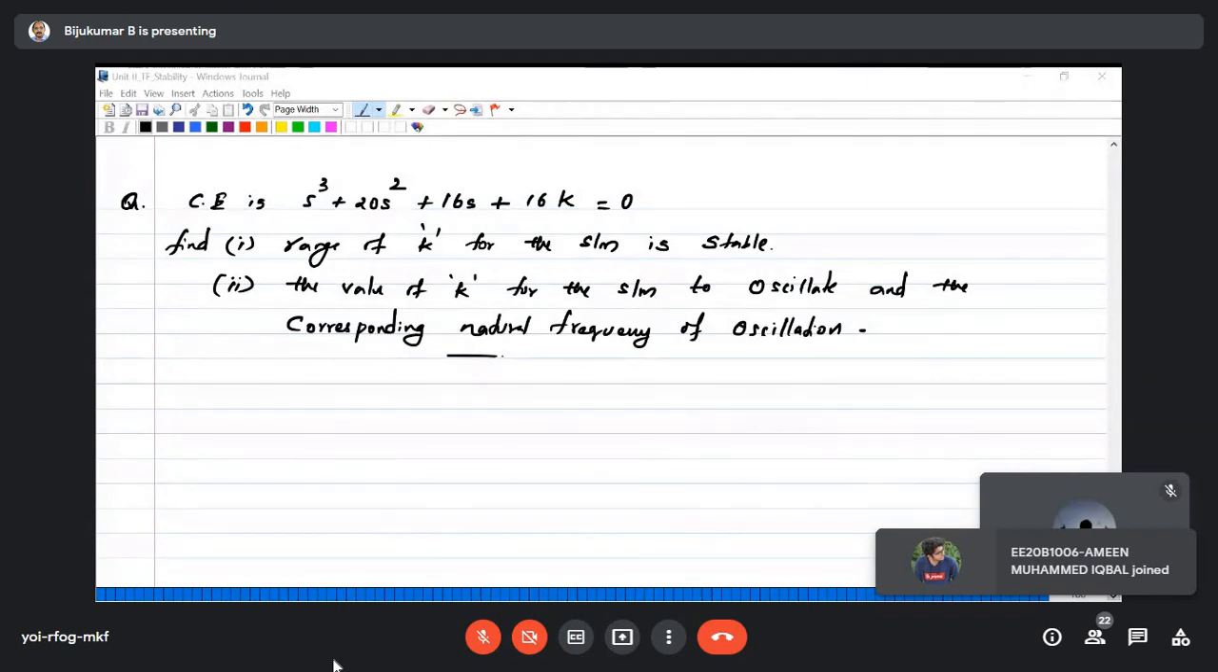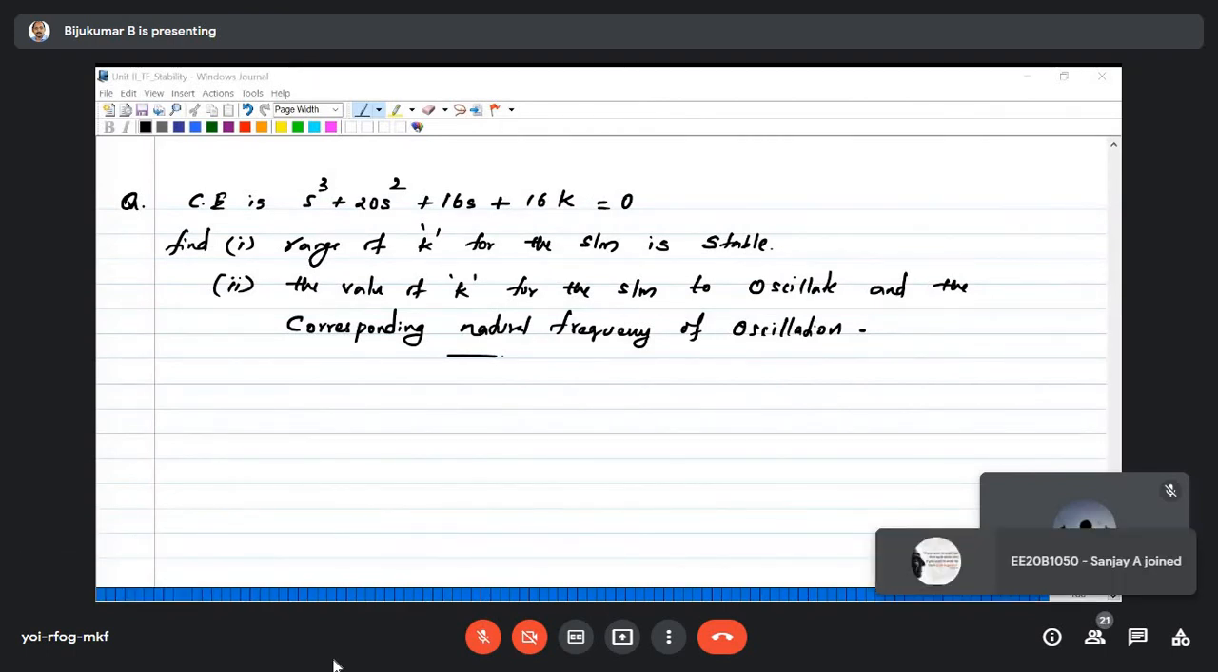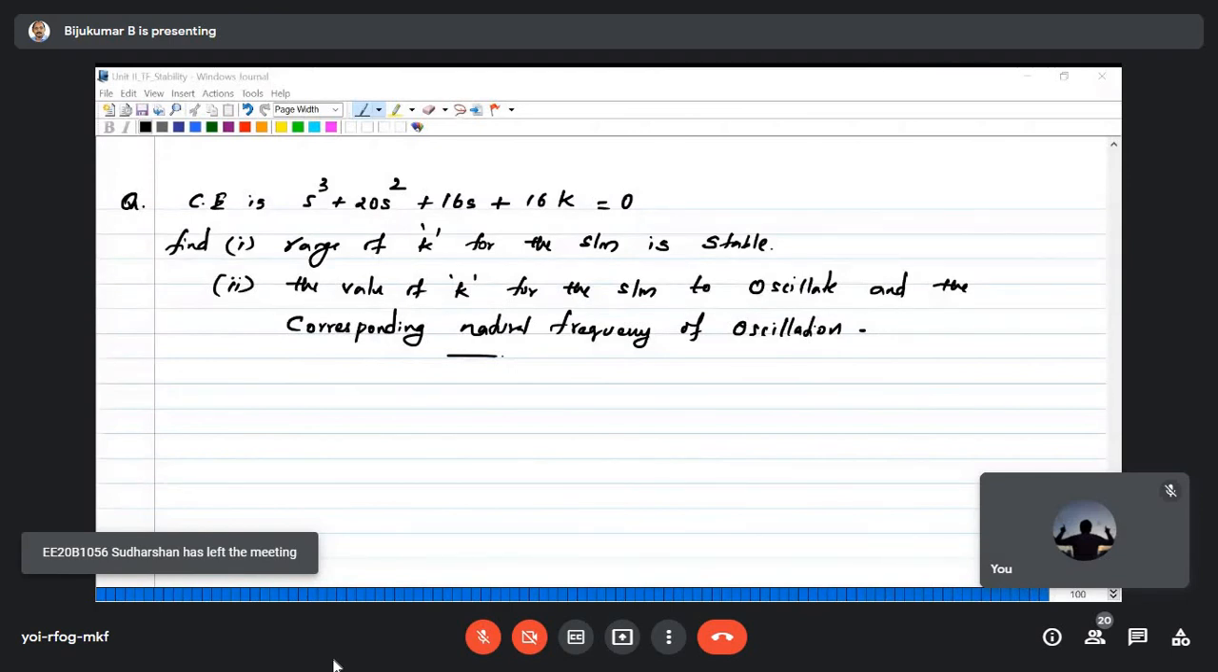Yes, sir. So according to you, from this analysis, where will be the other pole? Because we have three poles in the system, right? Yes, sir. Because the order is 3, and we have found that 2 poles are lying on the j omega axis. So where will the third pole be? It will be on the LHP, sir. There is no sign change, and there is no root on the RHP, so there will be a root on the LHP, I guess.